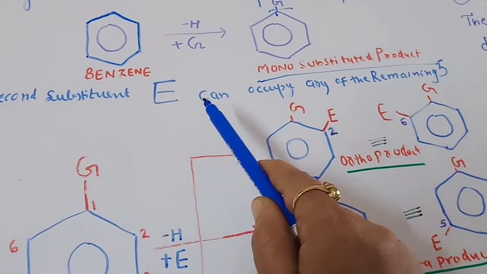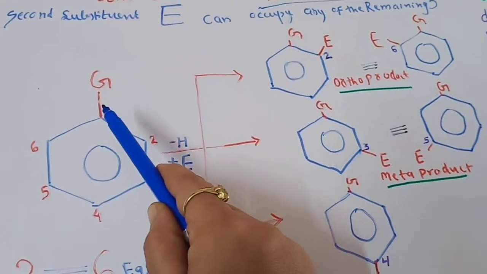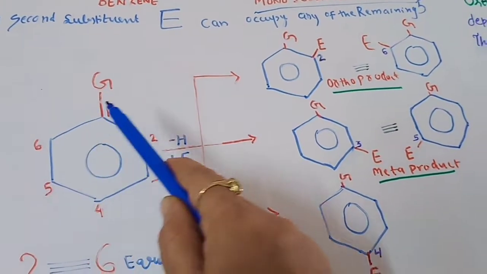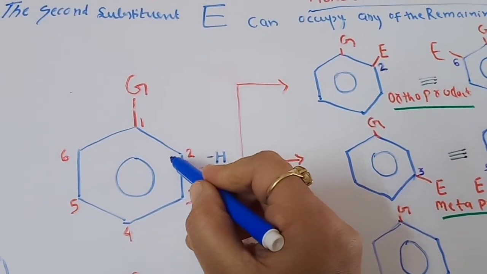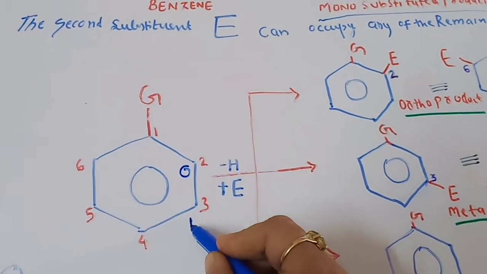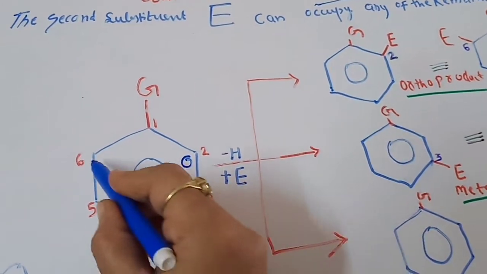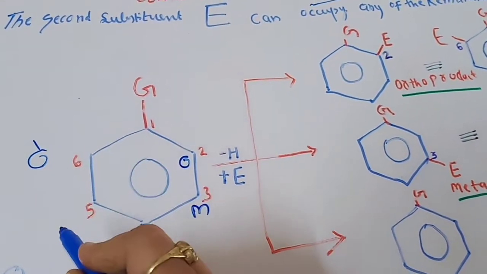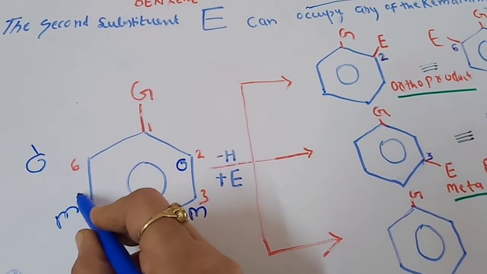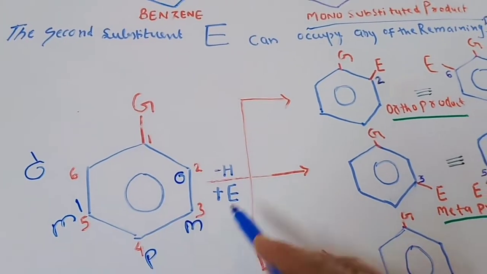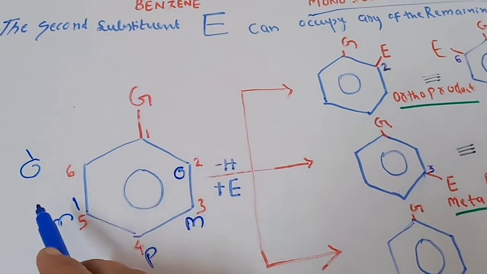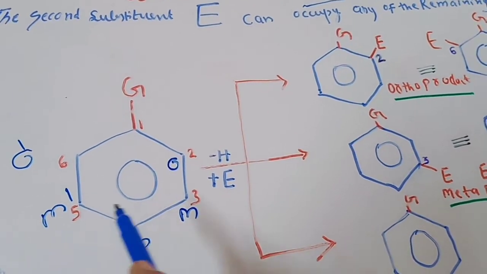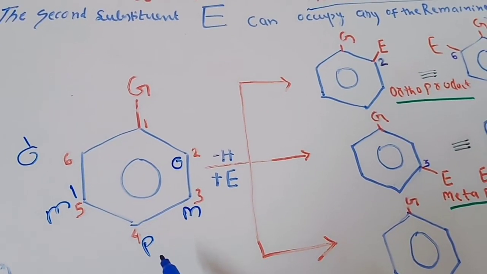It can occupy the remaining 5 positions, other than this: 2, 3, 4, 5, 6. Already we studied in our previous videos that these positions are termed as the ortho. This is our meta, this is our para. Similarly, this can be termed as the ortho dash and this can be termed as our meta dash. So in a benzene ring, we can see that these two positions, 2 and 6, are known as the ortho and ortho dash, 3 and 5 are meta positions and 4 is the para position.